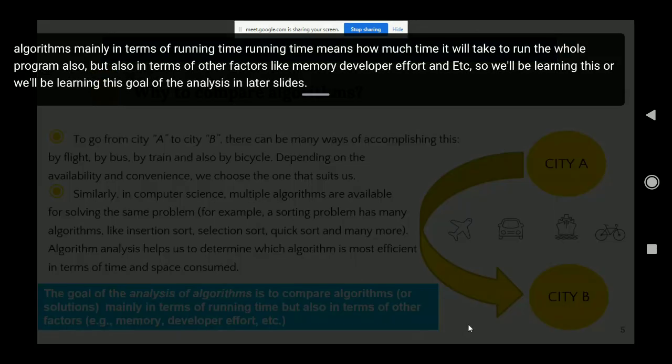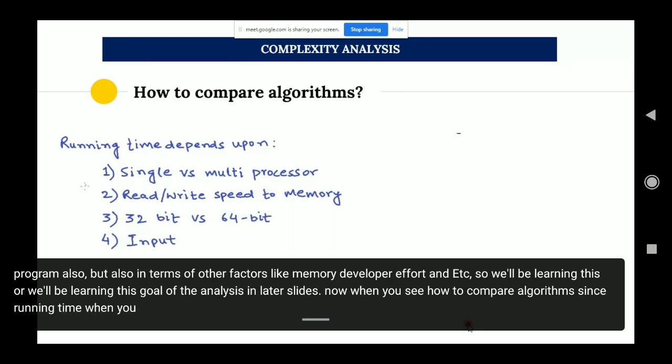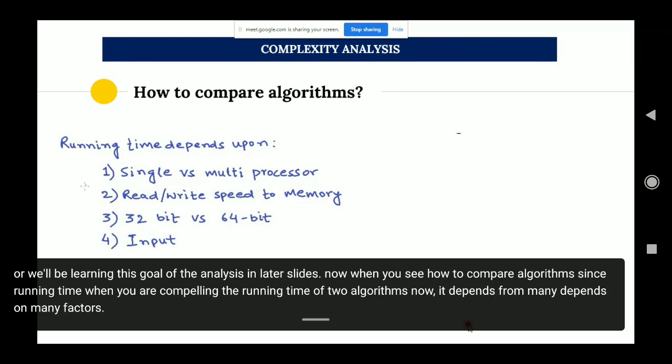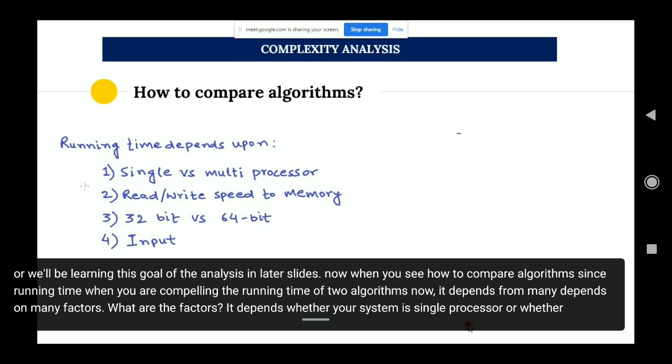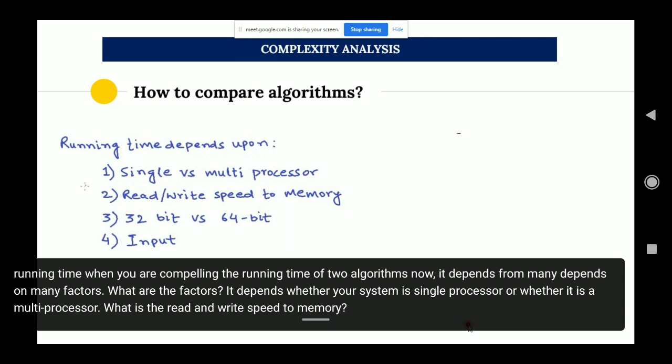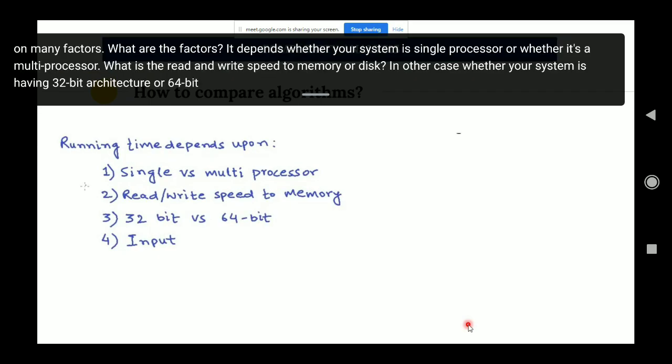Now, when you say how to compare algorithms, when we are comparing the running time of two algorithms, it depends on many factors. What are the factors? It depends whether your system is single processor or multiprocessor. What is the read and write speed to memory or disk? Whether your system has 32-bit architecture or 64-bit architecture, and what input you are taking.